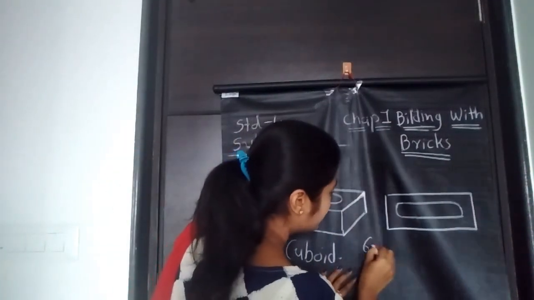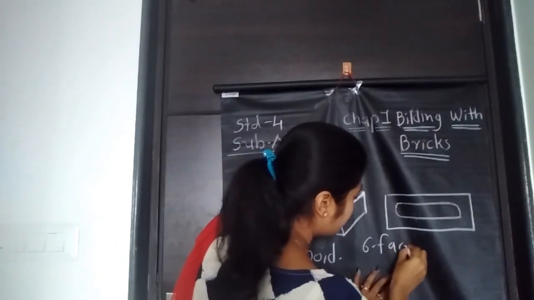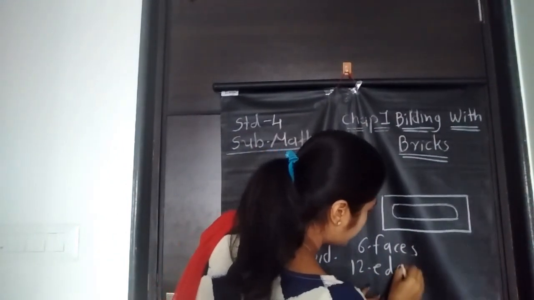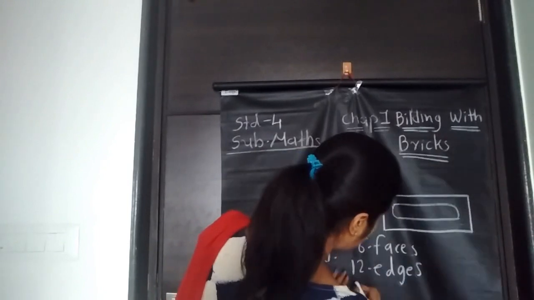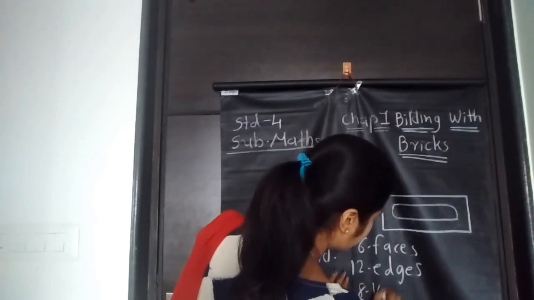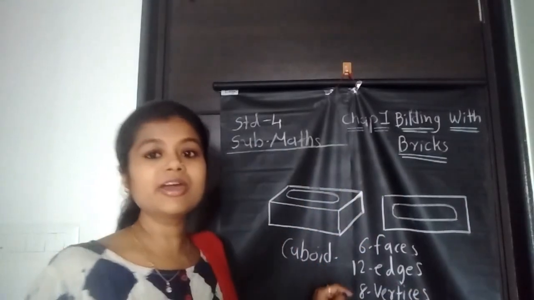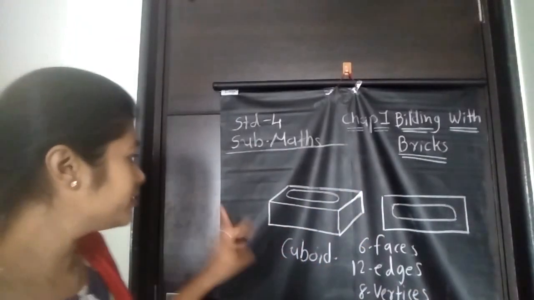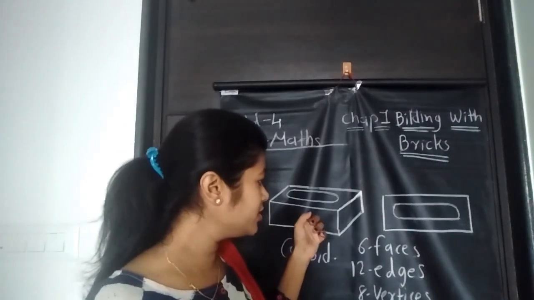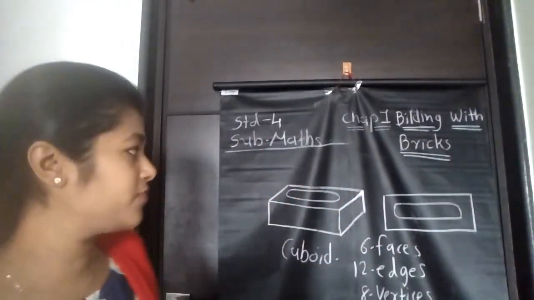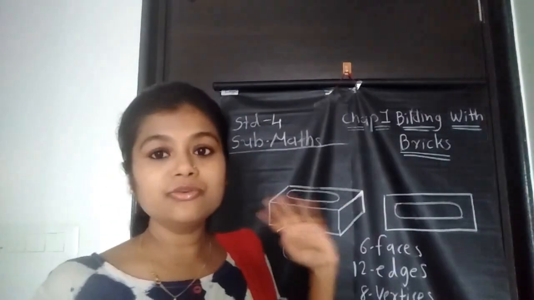It has 6 faces, 12 edges and 8 vertices. We had already learned this in 3rd standard. So, brick is a cuboid shape. How many faces does it have? It has 6 faces. And a different view.